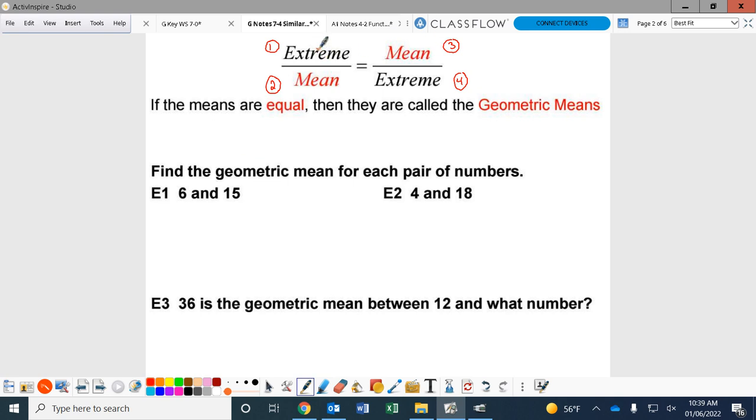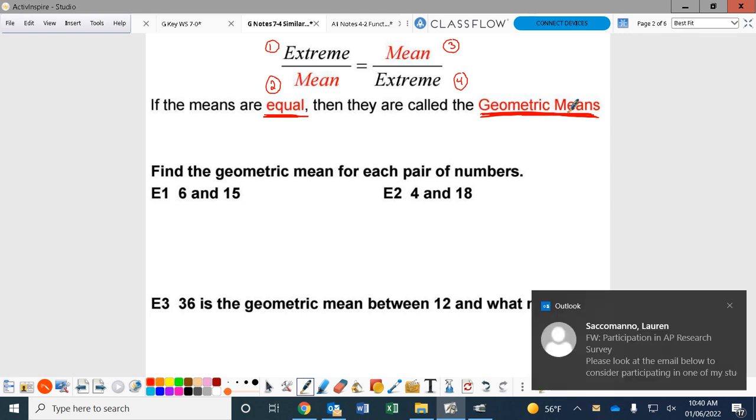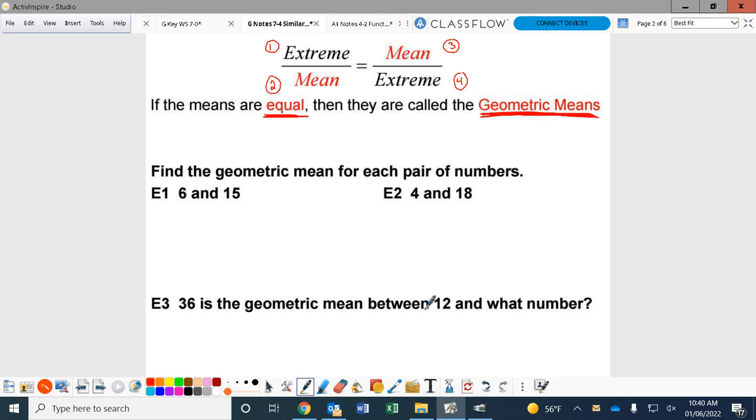So when you have extremes and means set up in their little proportion that we talked about before, when the means are equal to each other, guys, when these two things are equal, they are called the geometric means. This happens in very specific geometric shapes. In a right triangle, for example, you have geometric means. There are 3 of them in every right triangle, and we are going to use those every time when we do those right triangles. We'll show you all our problems today are based on that.